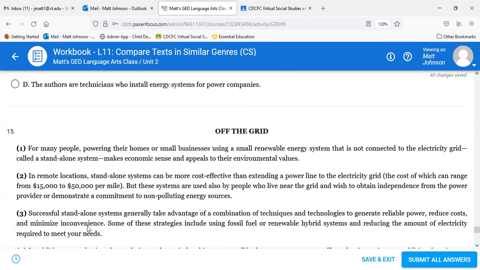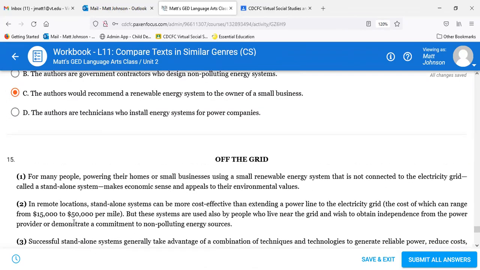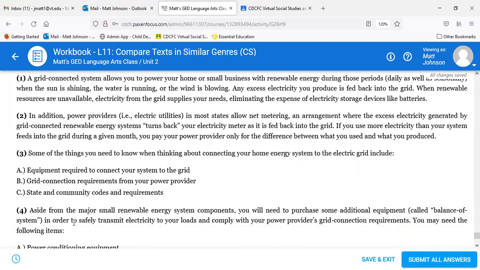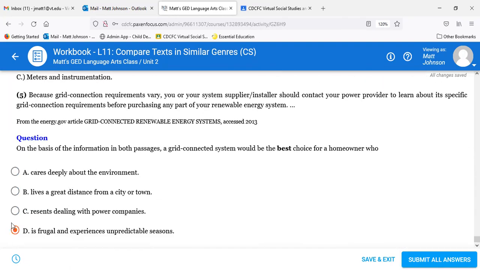Cost effective, economically prudent, stuff like that in there. So that leaves D as in dog for 15.